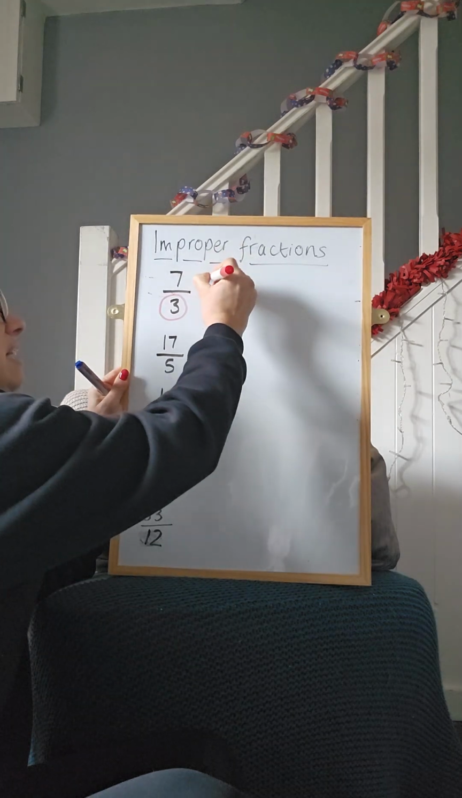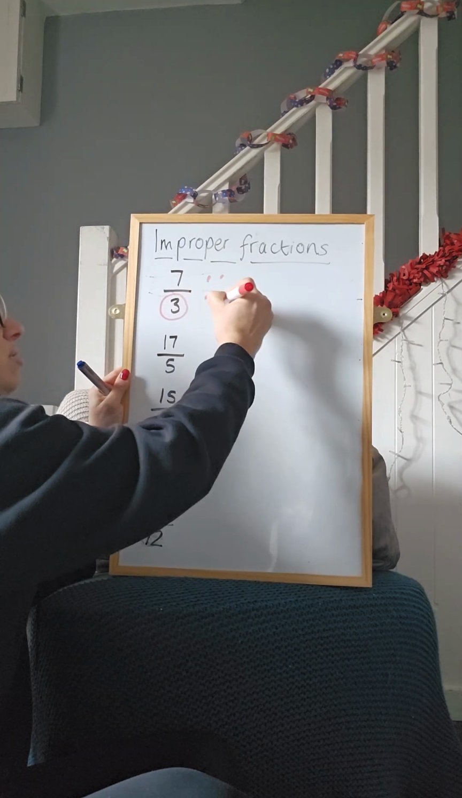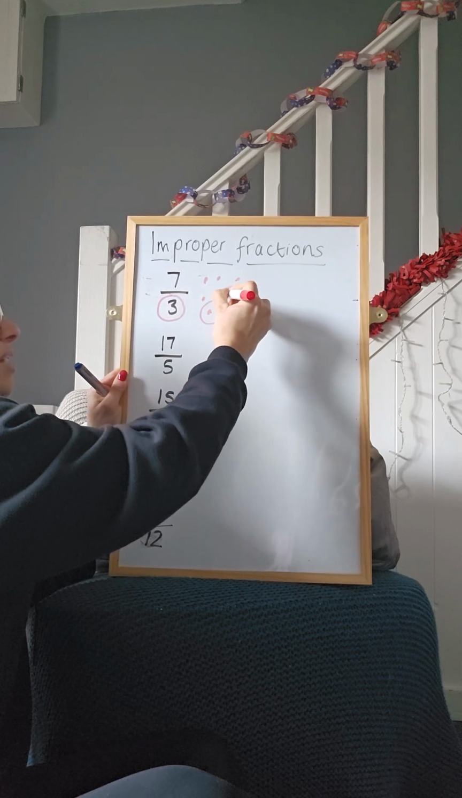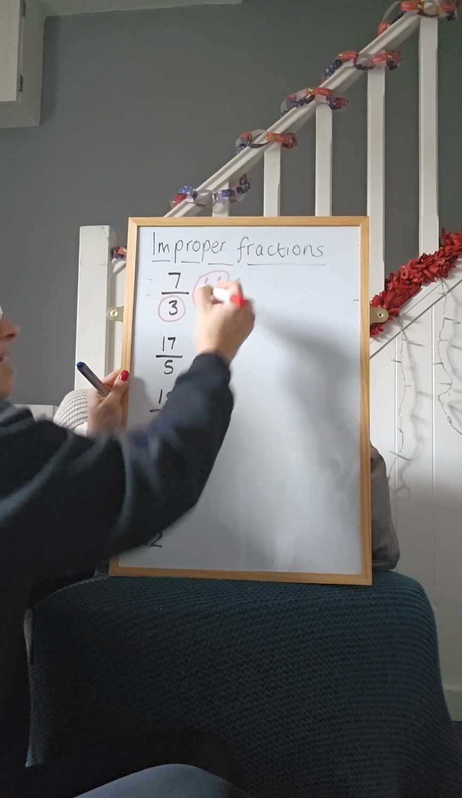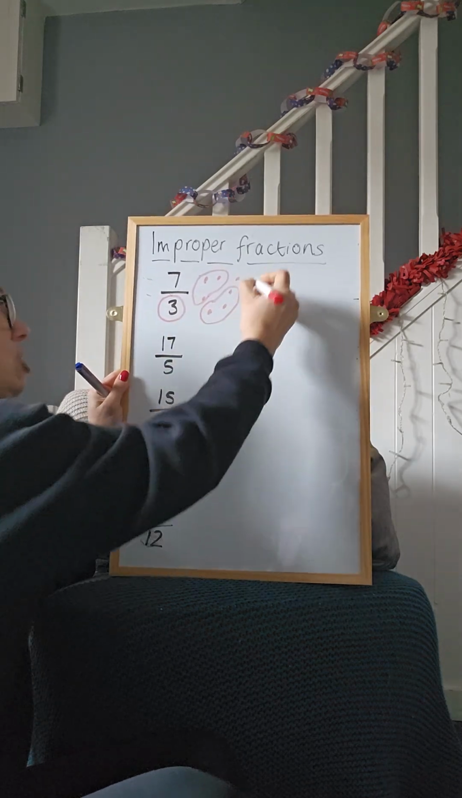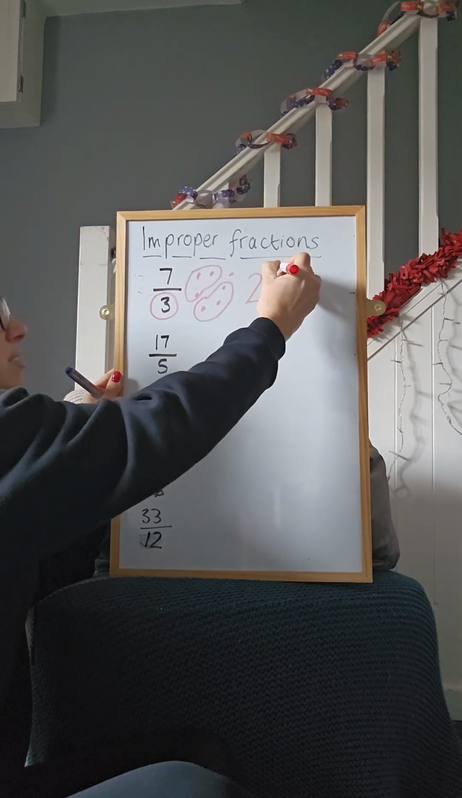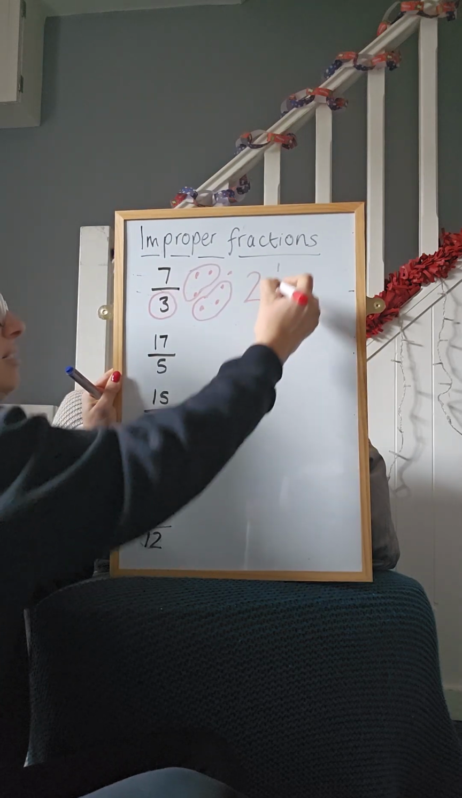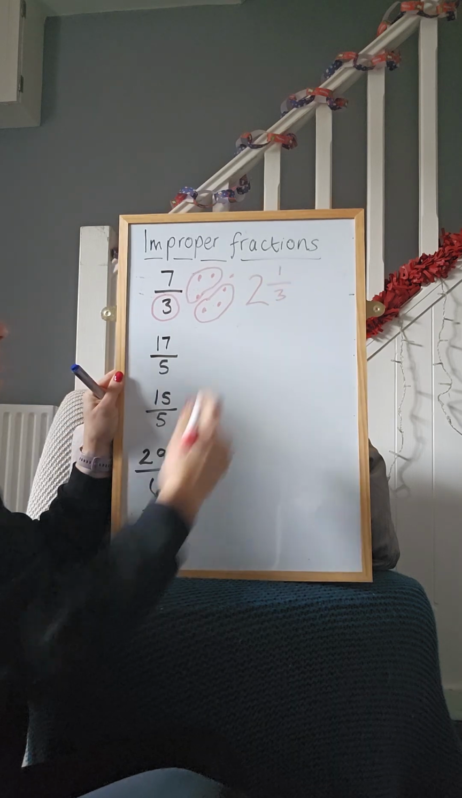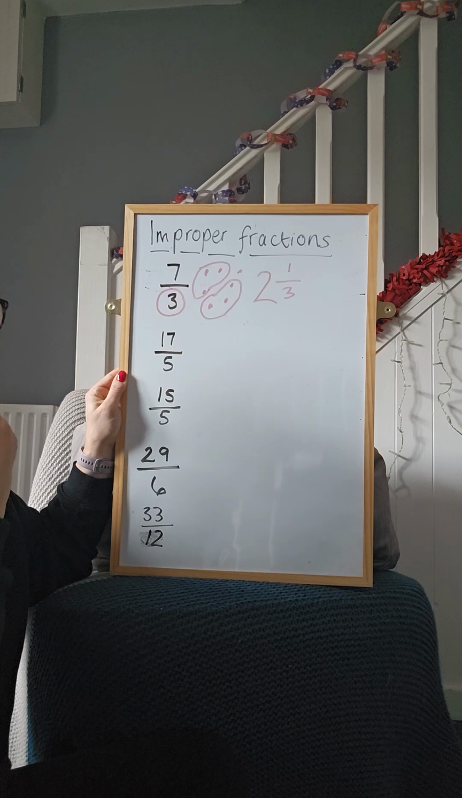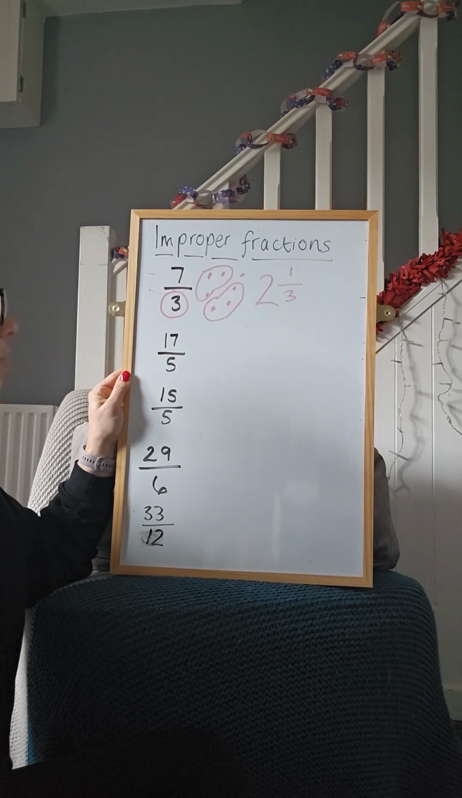Okay, so if I had 7 dots, and I circled them into groups of 3, 1, 2. How many groups do I have? I've got 2. I've got 1 left over. This becomes my numerator, and then I keep the same denominator. Okay, so 7/3 would be the same as 2 and 1/3.